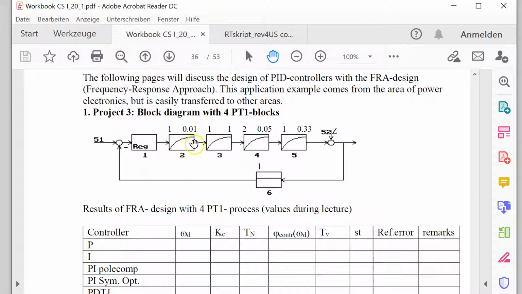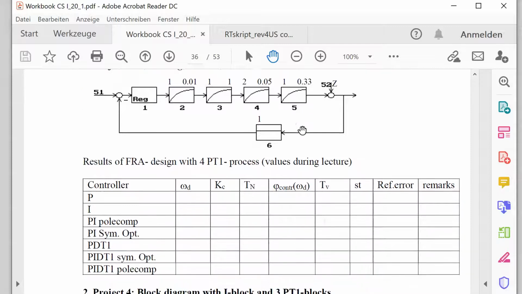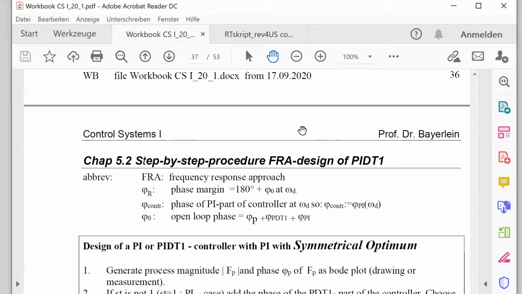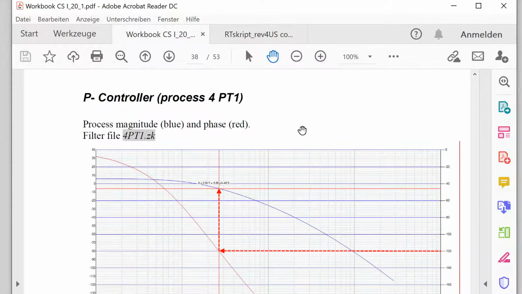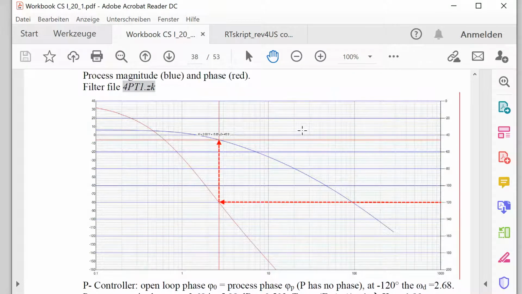And we have to first draw the Bode plot of the process. Please note that the controller is at this time undefined. We start with the Bode plot of the process, which we assume to be given or measured. That's the basic fact of FRA design. In workbook, you can find on the page 38 the Bode plot of this 4 PT1 system.